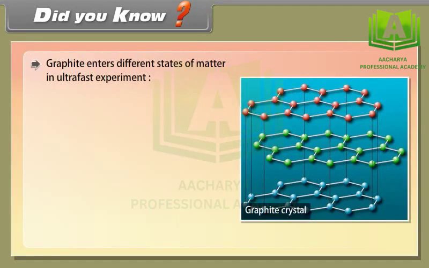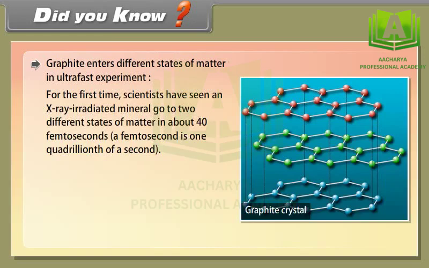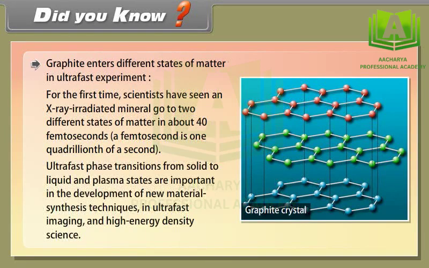Did you know? Graphite enters different states of matter in ultra-fast experiment. For the first time, scientists have seen an X-ray irradiated mineral go to two different states of matter in about 40 femtoseconds. A femtosecond is 1/4 of a second. Ultra-fast phase transitions from solid to liquid and plasma states are important in the development of new material synthesis techniques, ultra-fast imaging and high energy density science.